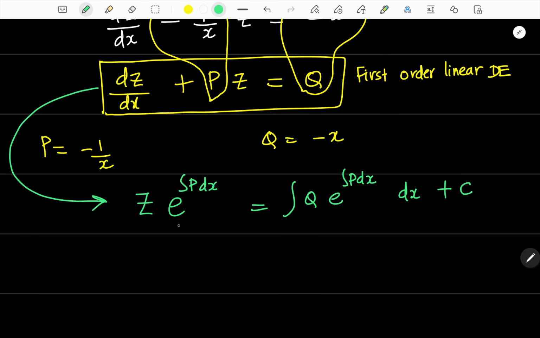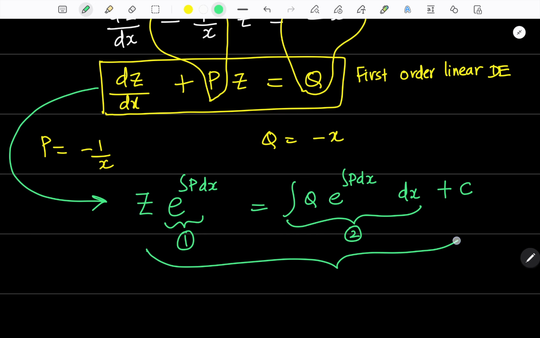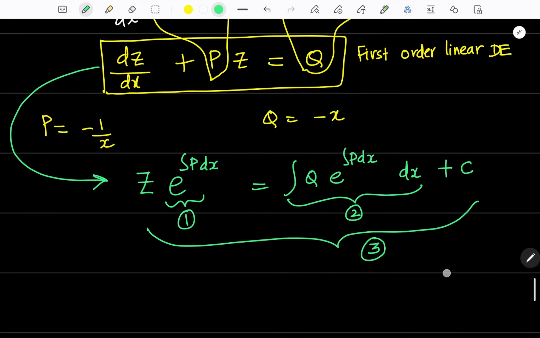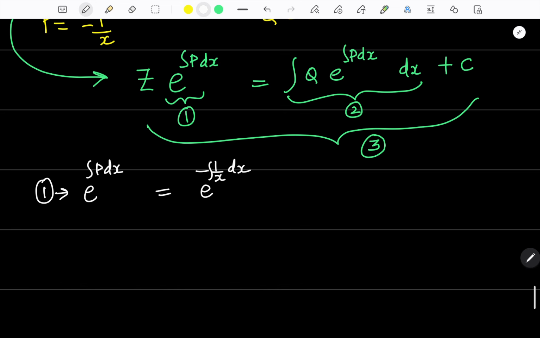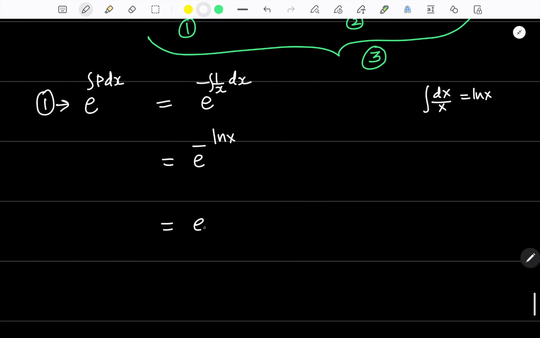Okay, so the same idea. This is step number 1 and this is step number 2, and the whole thing we are going to solve as step number 3, right? So I want to find step number 1. Step number 1 is e power integral p dx, which is equal to e power integral of minus 1 by x dx. Which is equal to e to the power of minus integral dx divided by x, which is ln x. After that, using the ln rule, it will be e power ln x to the power of minus 1.